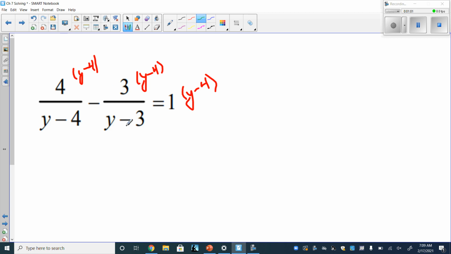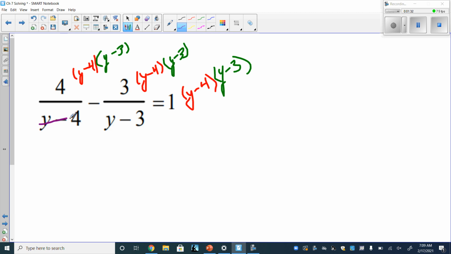That won't simplify the 3 over y minus 3. What will is y minus 3, because this y minus 3 here and this y minus 3 here would cancel. And what I do to one term, I have to do to everything else. And now the 1 over here doesn't have a denominator, so that's going to be it. Now let's look at each term and see what simplifies.